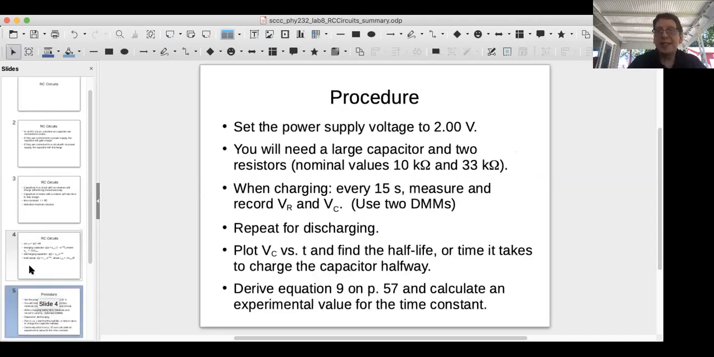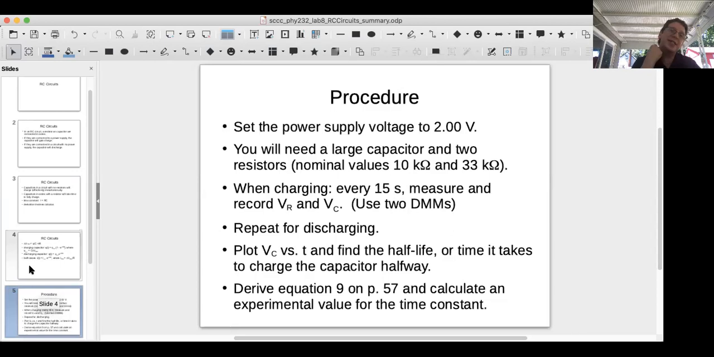So the procedure has a couple of steps. The first step is we're going to be looking at a charging and discharging capacitor in real time. So we have a fairly large capacitor with the resistance. We set the power supply voltage to 2 volts. I used the variable resistor to get 43,000 kiloohms. Every 15 seconds, we measure the voltage across the resistor and the voltage across the capacitor. You'll see in the recording, we use 2 DMMs for that. We repeat the process for discharging.